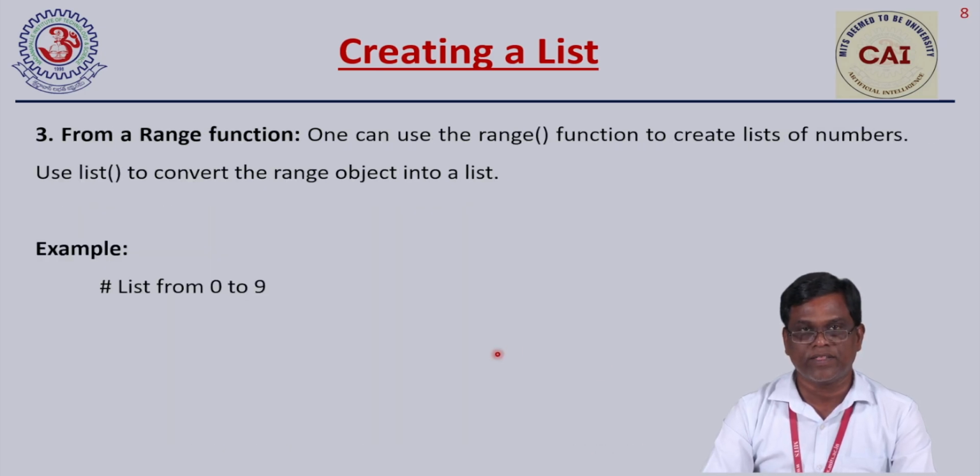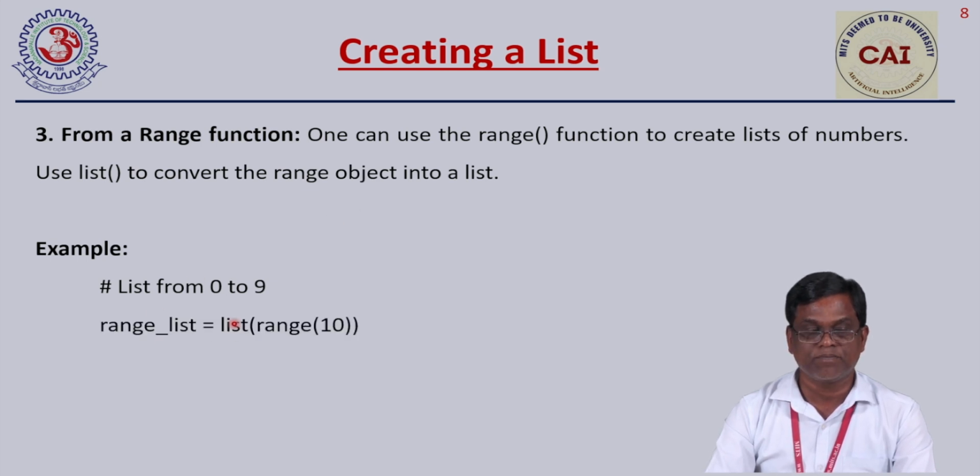And coming to another method, I can create a list from a range function. So we have a built-in function called the range function. By using that, I can create a sequence of numbers, and that can be converted into a list object later. See this example here.